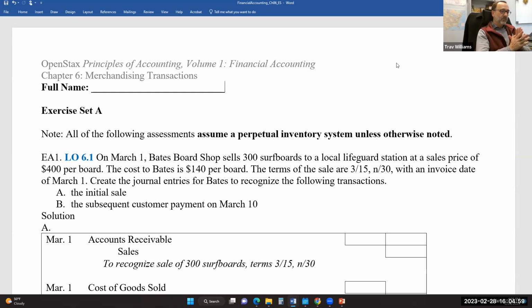In the chapter, whenever it talks about a purchase discount or a sales discount, what it means is that because the buyer paid within a certain period of time, the seller gave them a discount. So that's called either a purchase discount if you're the purchaser getting the discount, or it's a sales discount if you're the seller giving the discount.